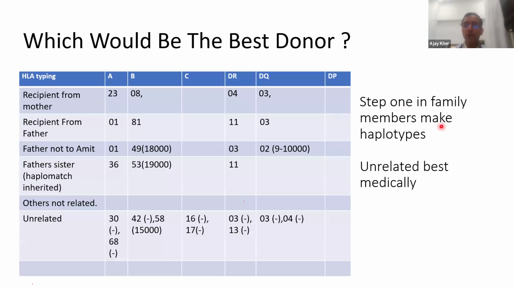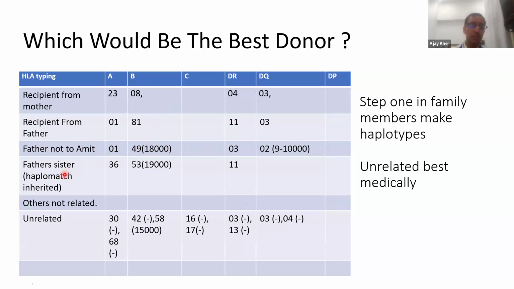So again, step 1 is to make haplotypes. You have the recipient from the mother, the recipient from the father, and the haplotype that has not been shared with his son. That's what the antibodies were against. So you have an 18,000 against B49, and 10,000 against DQ2.